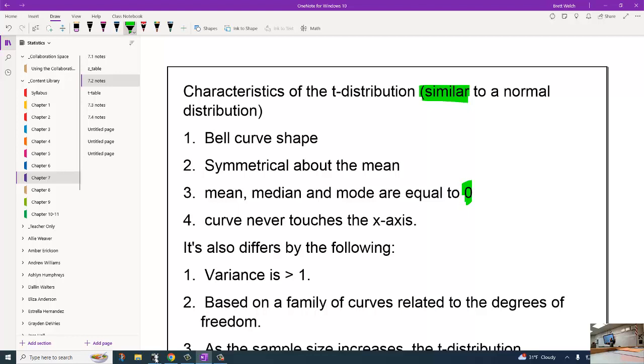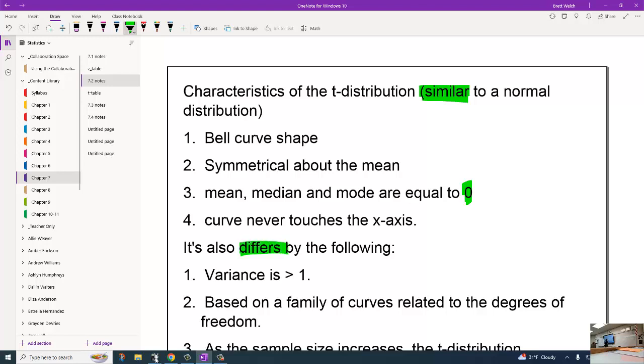We have negatives to the left, positives to the right. And the curve never actually touches the x-axis. It gets really flat on the edges, and we think it's going to touch the axis, but it never actually does. Mathematically, it's like an asymptote. It just approaches it. There are some differences, however.